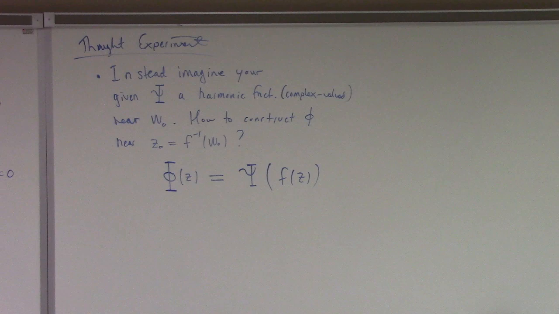So this would be a useful thought process if we had a given solution to Laplace's equation over here that we like for some reason, and we want to transport it back to the z domain. We can do that by just composition. We basically use f to move z over to there, then psi solves Laplace's equation the way we like in the w-plane, and that gives us a way of going the other way. Very good. That's it.